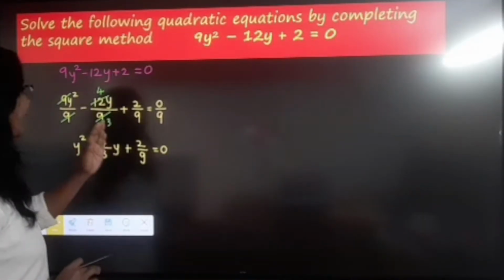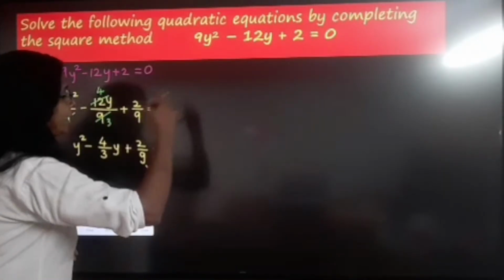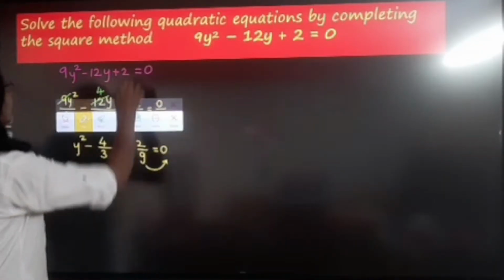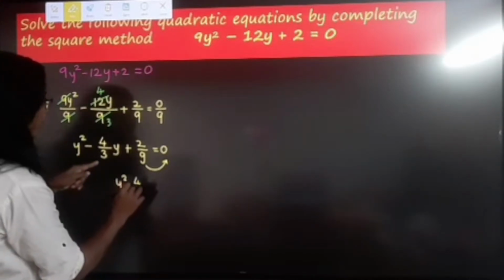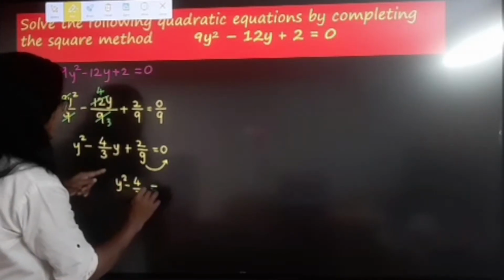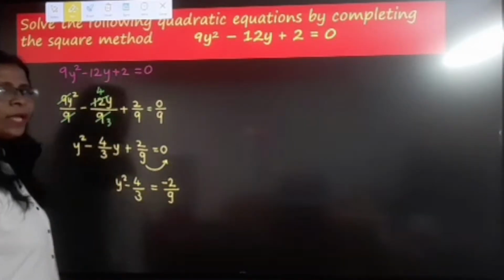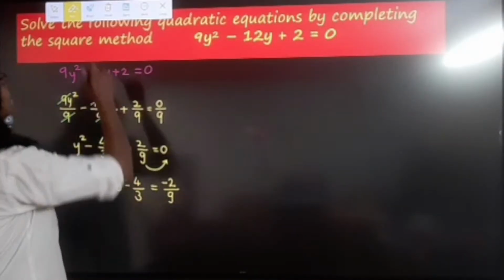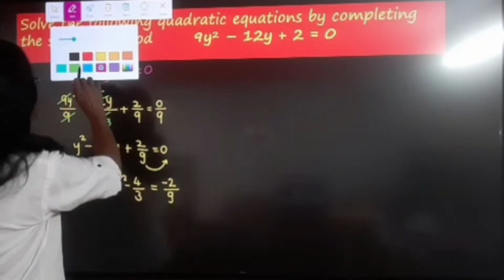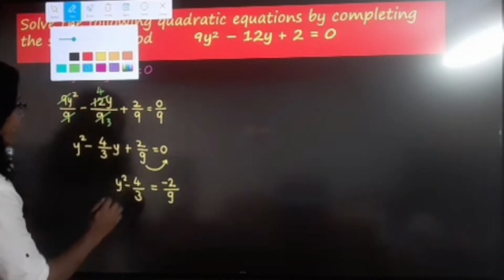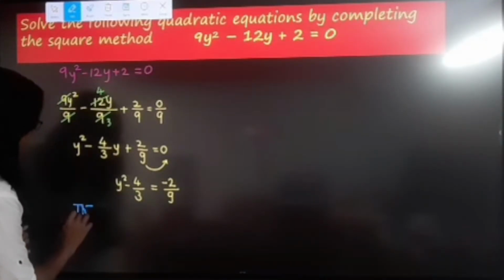Now see, there is a constant. So transfer the constant to the right hand side. So y square minus 4 upon 3 y is equal to minus 2 upon 9. Okay. Then the next step, students, is the third term. Calculate the third term.